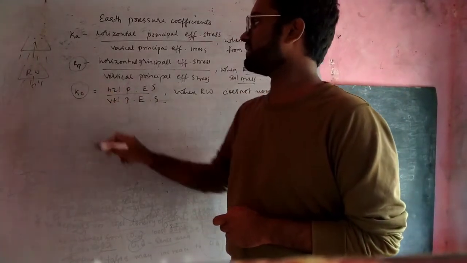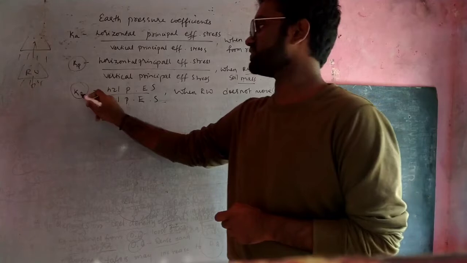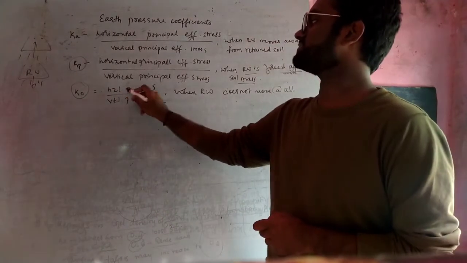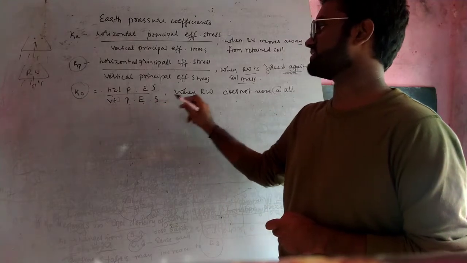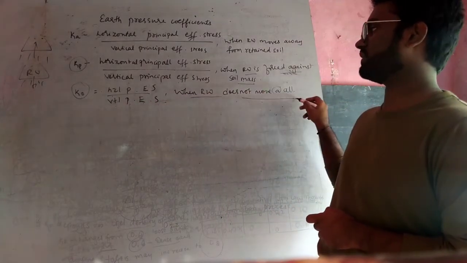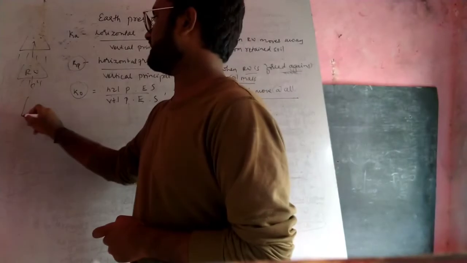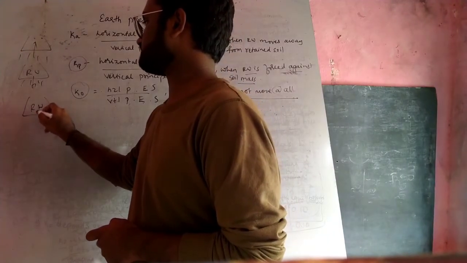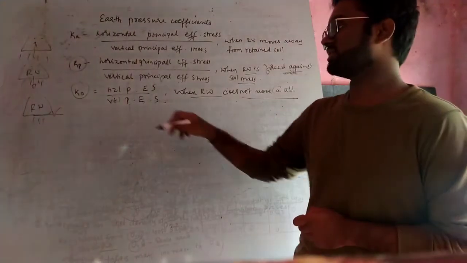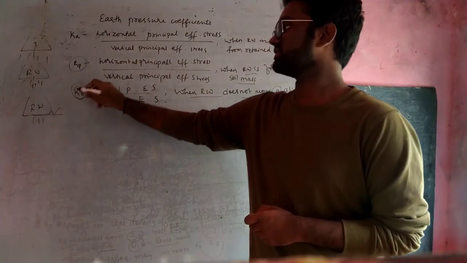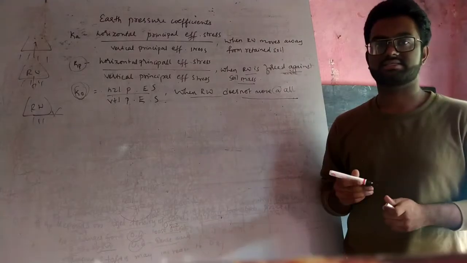Now coming to the earth pressure coefficient at rest condition, K0, that is nothing but the horizontal principal effective stress with respect to the vertical principal effective stress when the retaining wall does not move at all. The retaining wall is fixed, and the soil mass is there, it is not moving. That time whatever constant comes is called the earth pressure coefficient at rest condition.